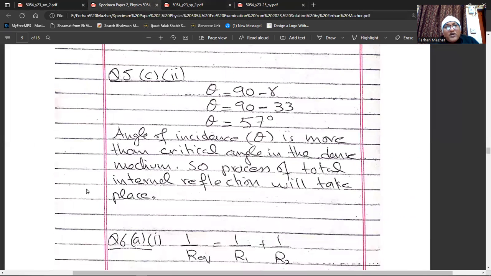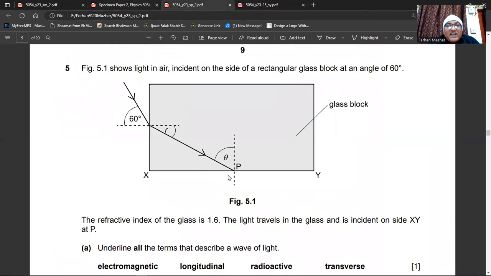So first of all, I will do this calculation. Theta is equal to 90 minus R, so theta is equal to 90 minus 33. So theta will be 57 degrees. So the angle of incidence theta is more than the critical angle in the dense medium. So the process of total internal reflection will take place at the point P, and the light will be reflected back into the glass.